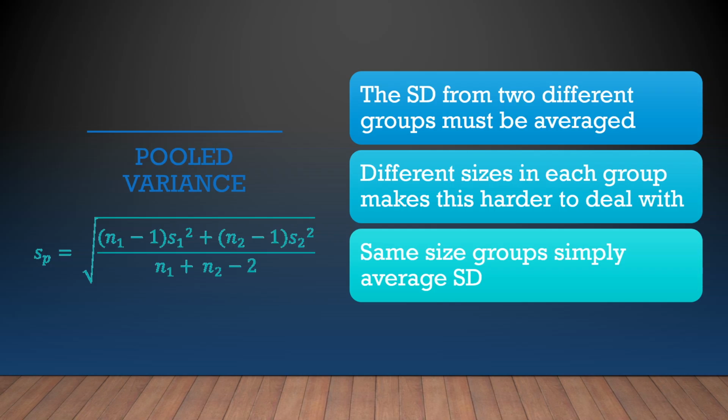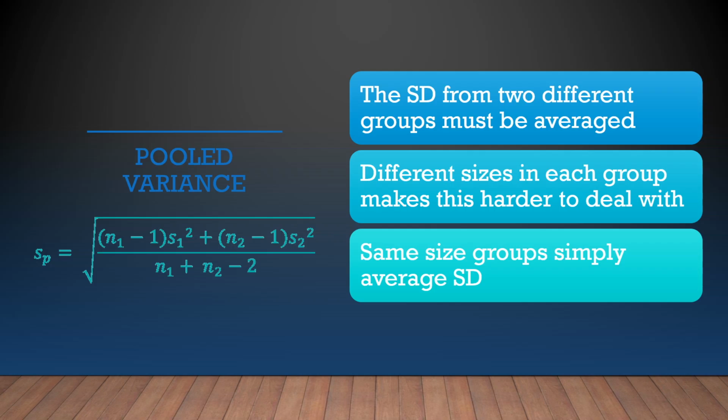If you have different sizes in each group, it's going to make this harder to deal with, and you have to follow this formula here. But if you have the same sized group, all you have to do is average the two standard deviations together. It's really pretty simple to do that, right?